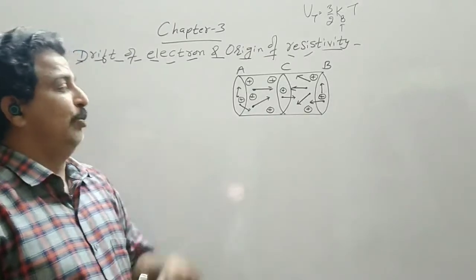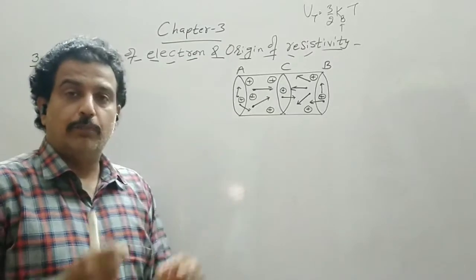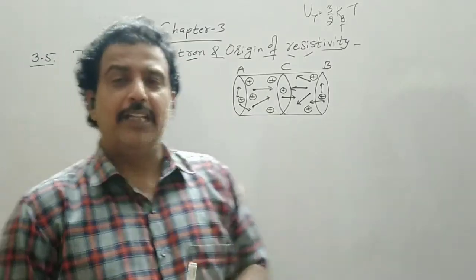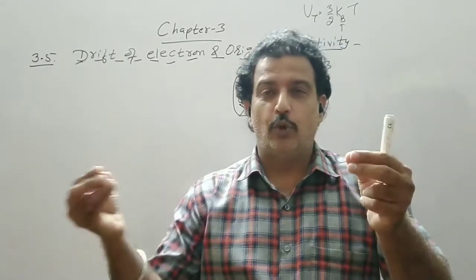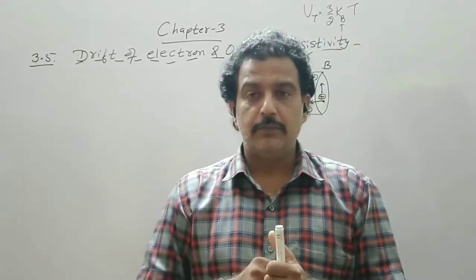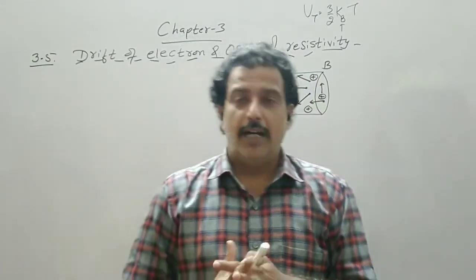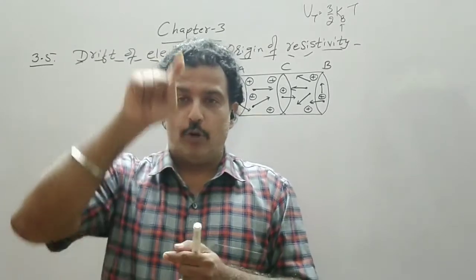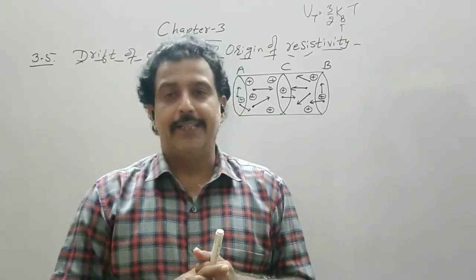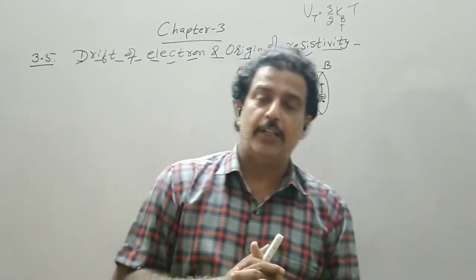But as they are moving in random motion, they collide with the ion. Now suppose that the speed of any electron is 10 meters per second and it collides with the ion. So its energy will be transferred to the ion, and as a result the amplitude of oscillation of the ion will increase. And we will talk about this oscillation of ion later on.